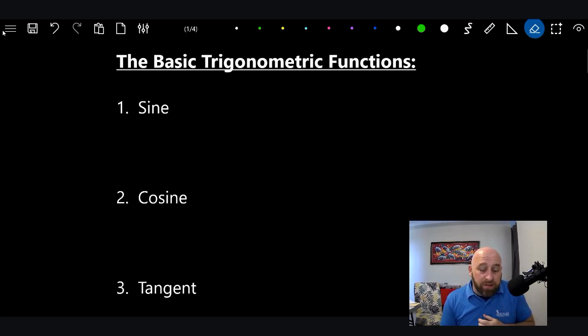The second function is cosine, C-O, and then S-I-N-E, cosine. You're going to learn this later, maybe in pre-calculus, but maybe in this book as well. I don't remember if it goes through it, but it's what's called the cofunction of sine. That makes sense, right? Cosine, the cofunction of sine. And then the third one that we'll be talking about is tangent. All right, so what do those mean?